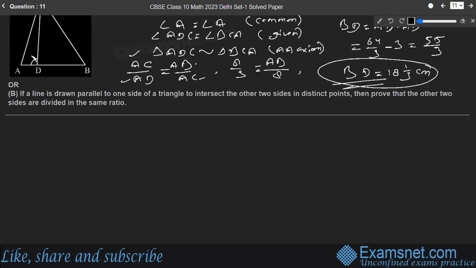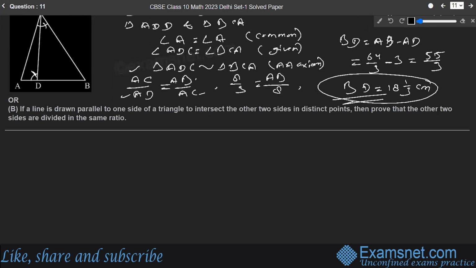Okay, what is there in the next question? Part B. The next question says, if a line is drawn parallel to one side of a triangle to intersect the other two sides at distinct points, then prove that the other two sides are divided in the same ratio. Okay, let's look at this. Let us draw the figure. This is how the figure goes. This is E, this is D, this is A, this is C, and this is B. This is how it goes.